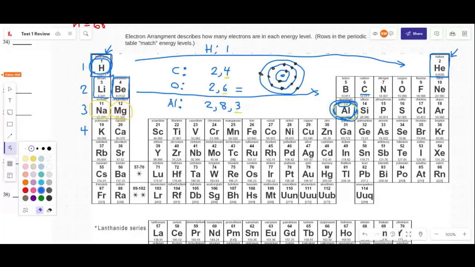So for example, I'm assuming a neutral atom of aluminum in order to get the 283. If I was to do the aluminum 3 plus electron arrangement, well, aluminum 3 plus has already lost 3 electrons, hasn't it? And if aluminum 3 plus has lost 3 electrons, how many electrons does it have?